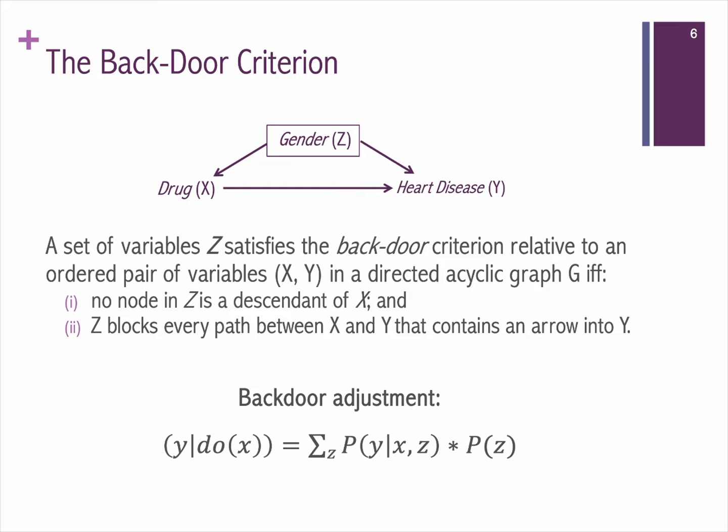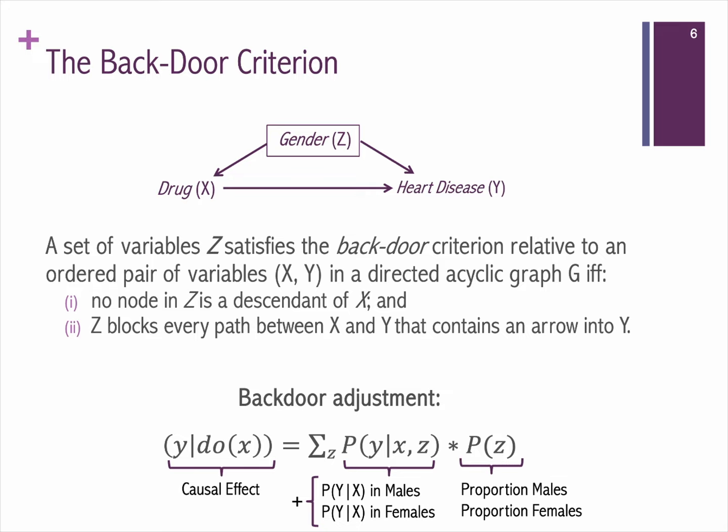When z satisfies the backdoor criterion, one can identify the effect via backdoor adjustment. This says that the effect of x on y can be derived as a weighted average of the probabilities of heart disease given the drug in the male and female populations, weighted by the sizes of those populations. I'll say a lot more about this in the next episode. In this example, we say that the probabilistic formula on the right-hand side identifies the causal effect.